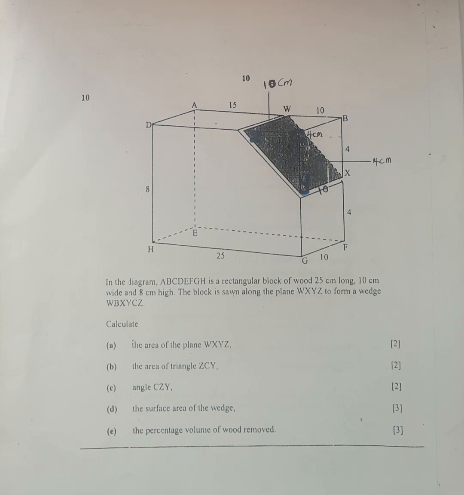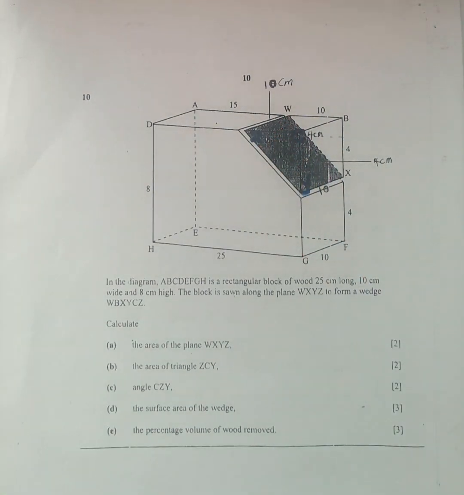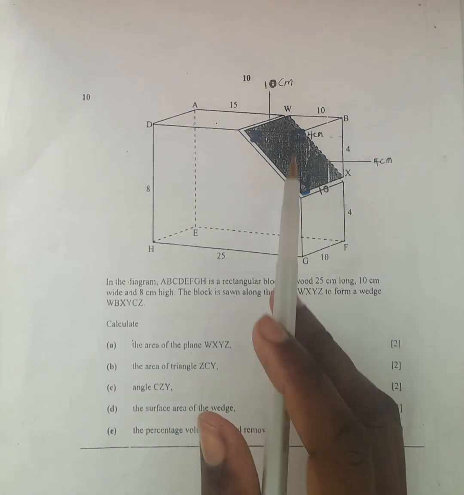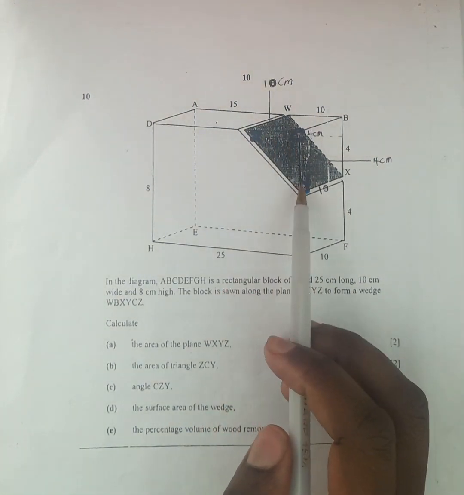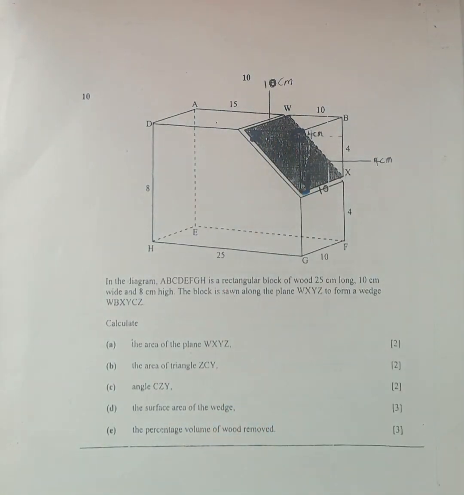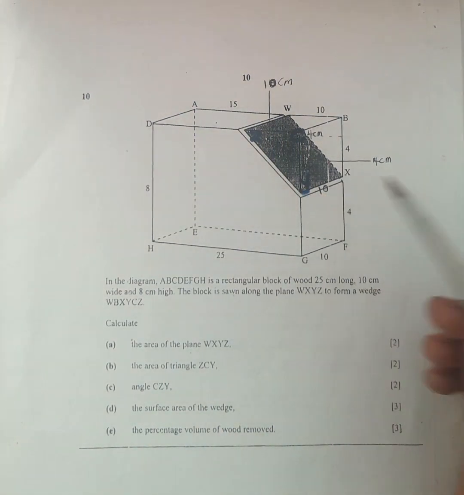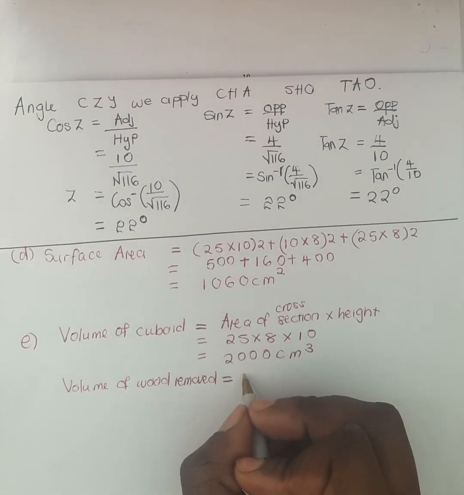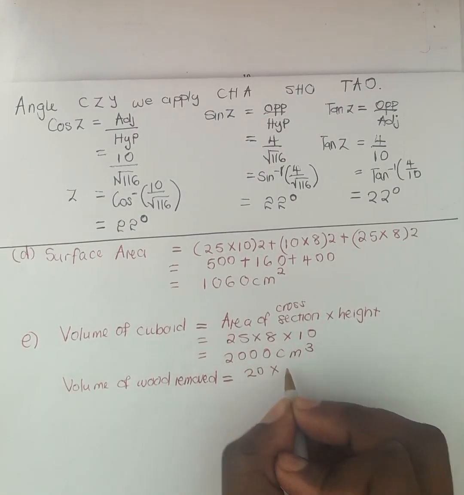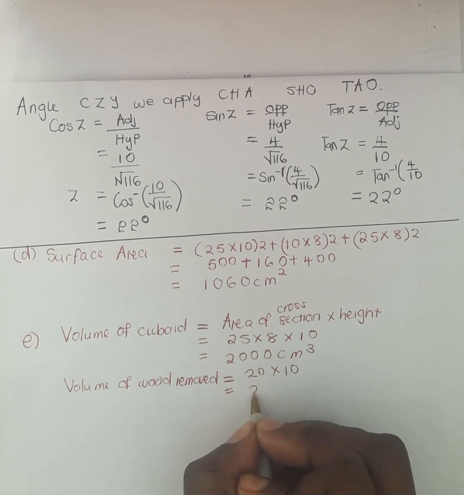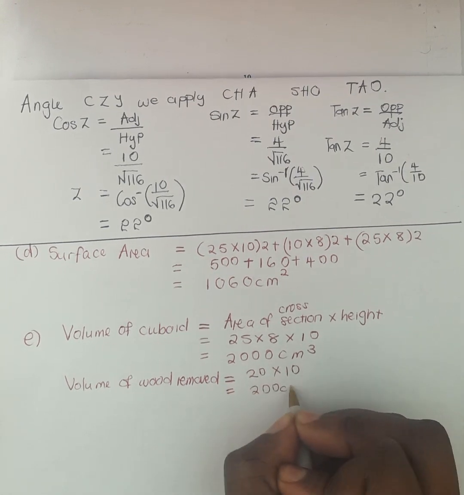Now we need to find the volume of the wood removed. Volume of wood removed is area of cross section times height. We have found the area of CZY is 20 square centimeters, and we are going to multiply it with this 10. So volume of wood removed is 20 times 10, which is equal to 200 cubic centimeters.